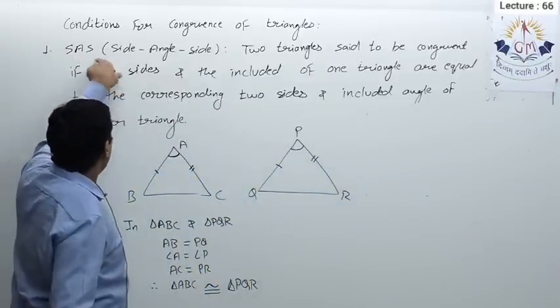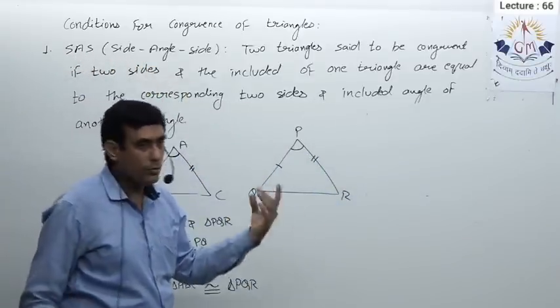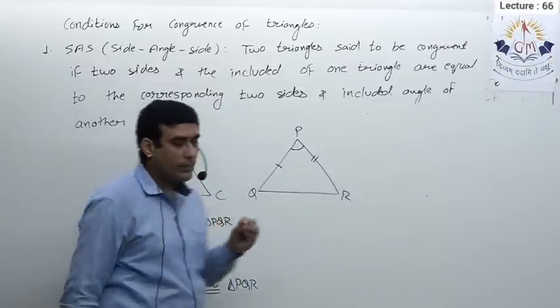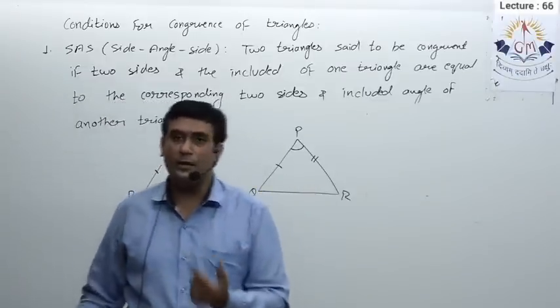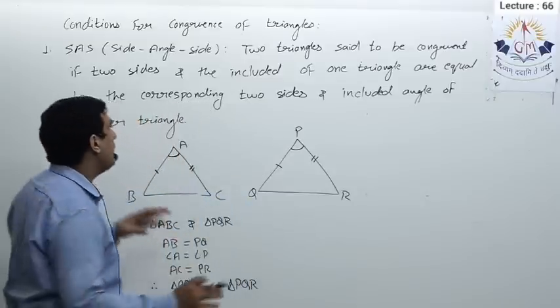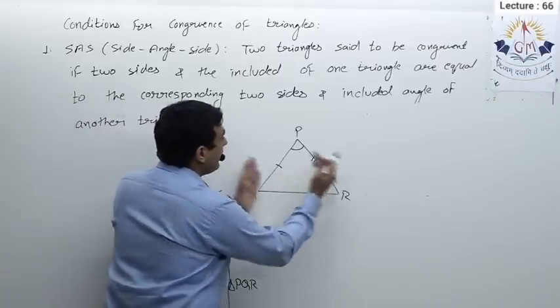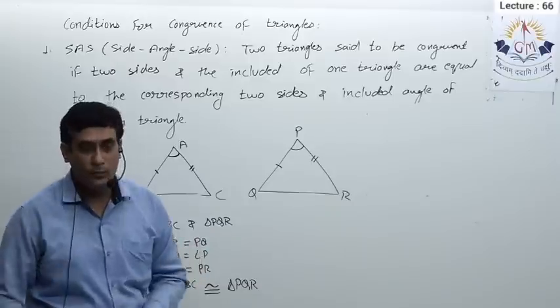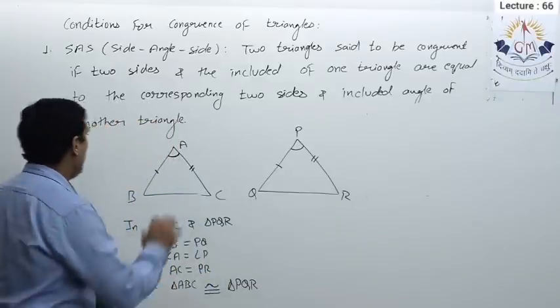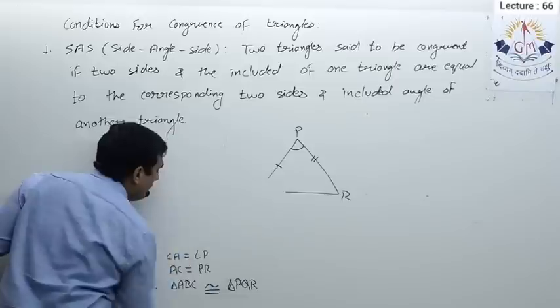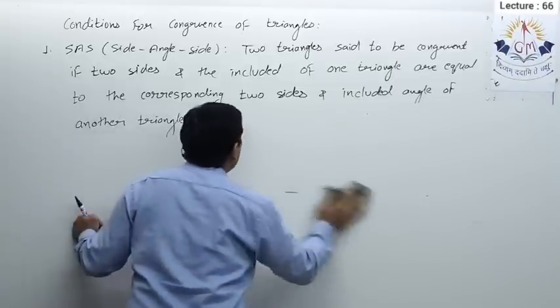Now this criteria SAS is actually an axiom, so here its proof is not required. However, a proof of this SAS is given in your book, but over there what they are doing, they are taking this triangle and placing it on that. On that basis they proved it, which is actually not allowed. So now we'll see the second condition, and that is a theorem, and we will see its proof as well.